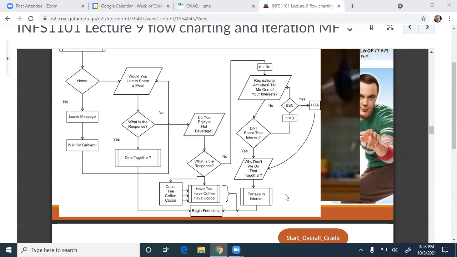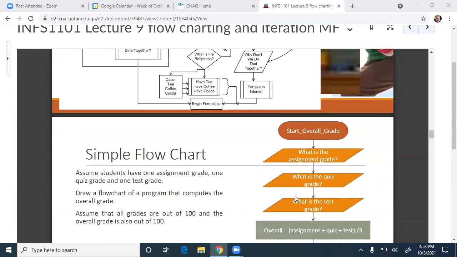What's good about this is it shows a common thing in computing. It's almost like a menu. It's if, then, else. If the guy is home, then I ask him if he wants to have a meal. Else, I wait for a call back. Yeah, it's like that, right? And then there's another if, then, else. You'll come across that a lot in your programming. If, then, else. Very nice.